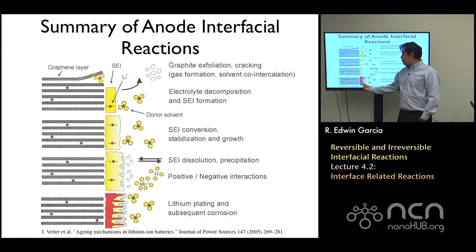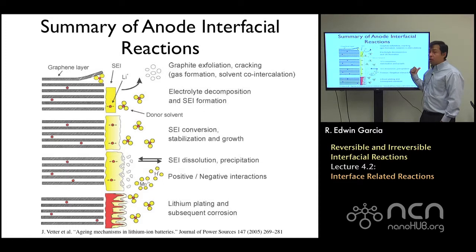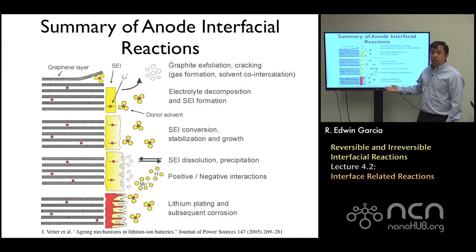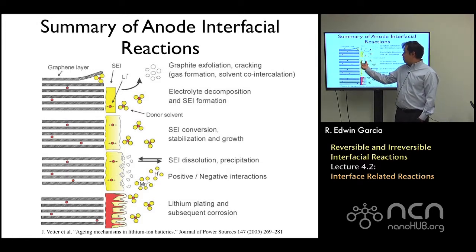That could lead, if this dendrite touches the counter electrode, to an internal short circuit, effectively killing your battery. Even if it doesn't do that, the plating and subsequent corrosion could completely kill your cell. So I guess the moral of the story is that you want the formation of a stable SEI layer and the avoidance of these side reactions as they occur.